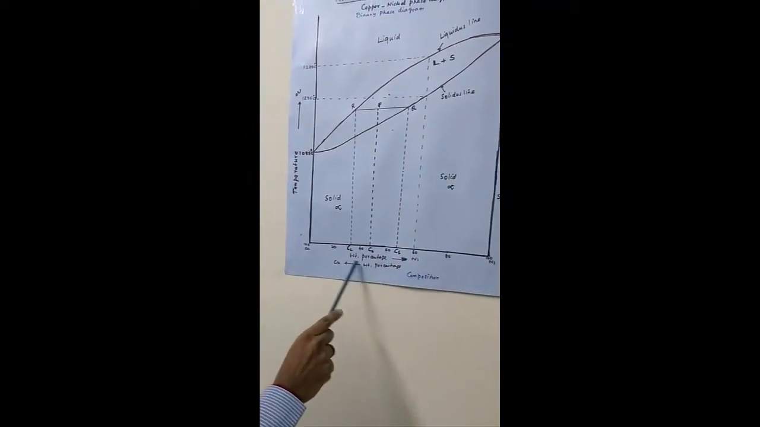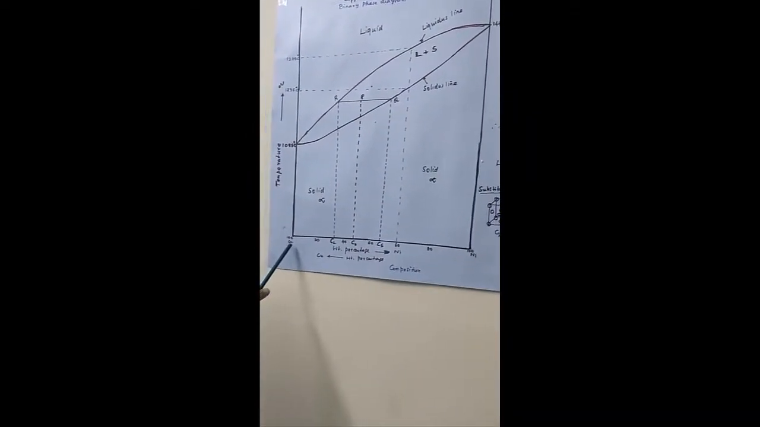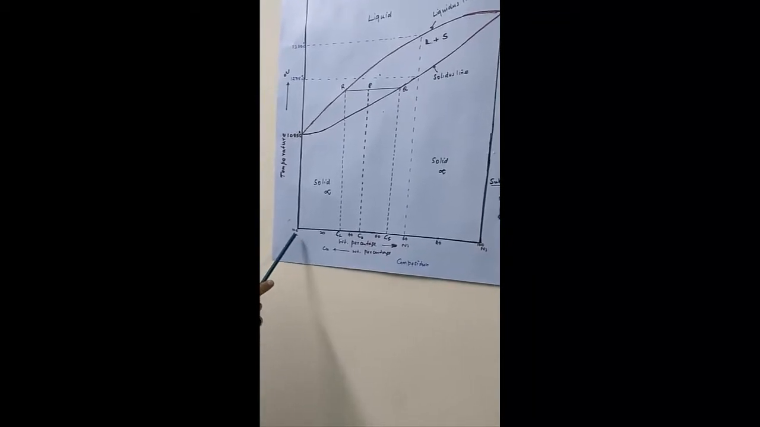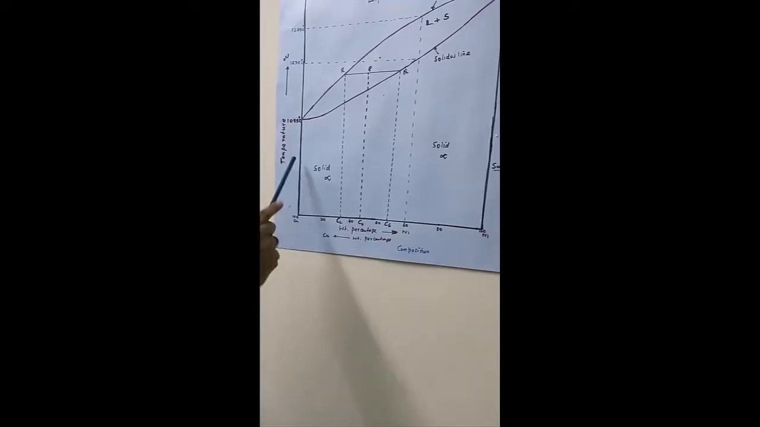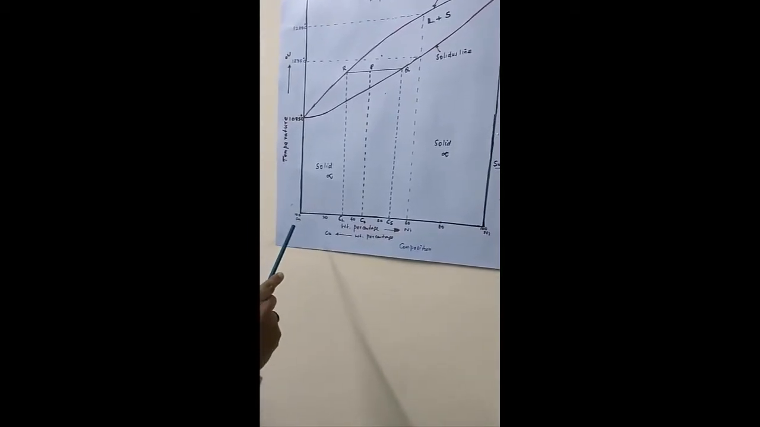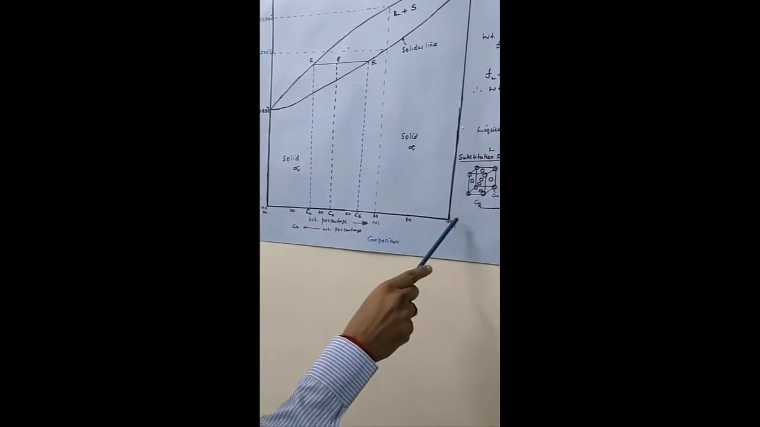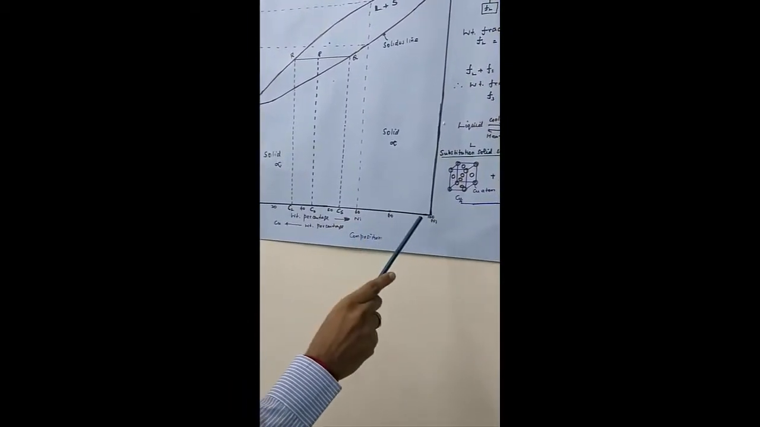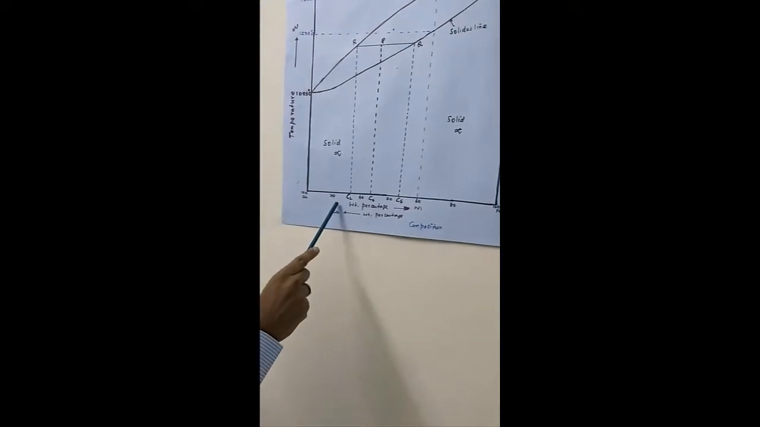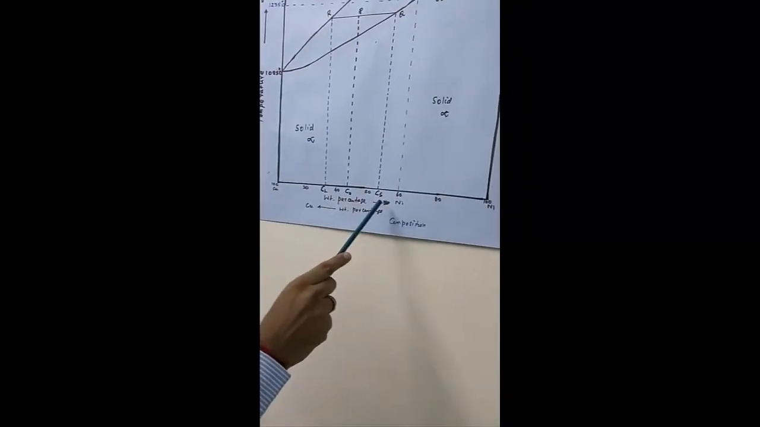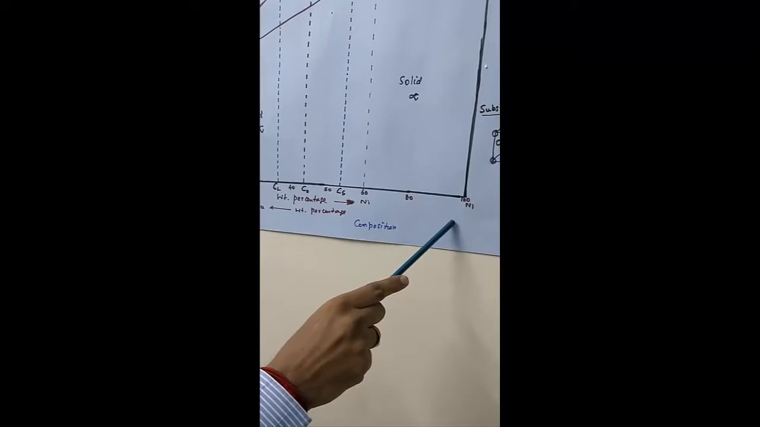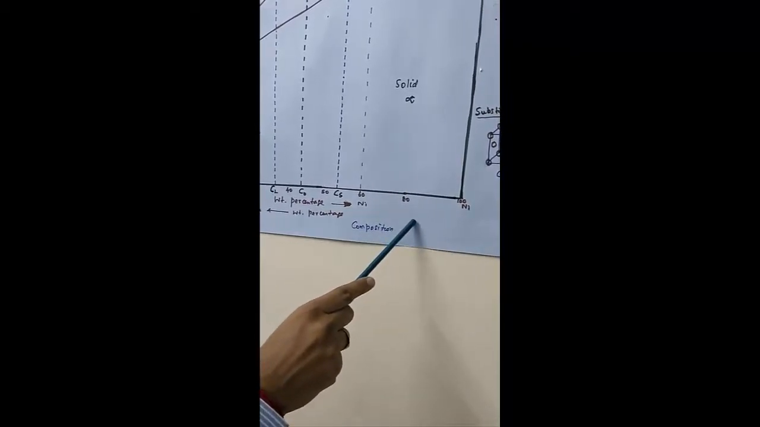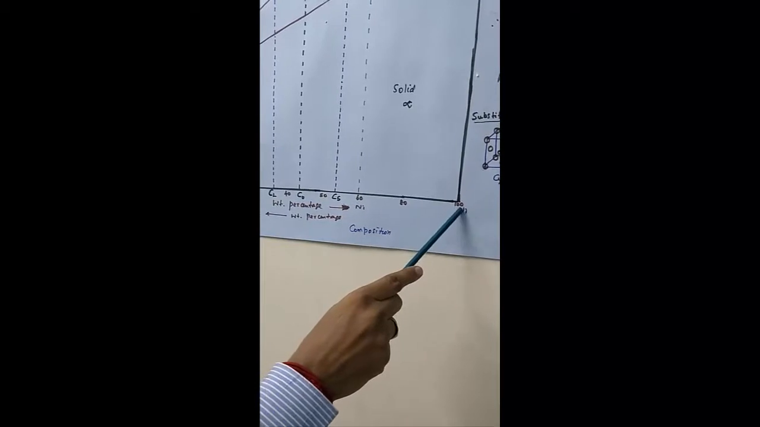In this phase diagram, the composition is plotted along the x-axis. This system is a binary system. In this system, copper is marked at the left hand side, and nickel is plotted on the right hand side. So the composition of copper decreases from left to right, and the composition of nickel increases from right to left.